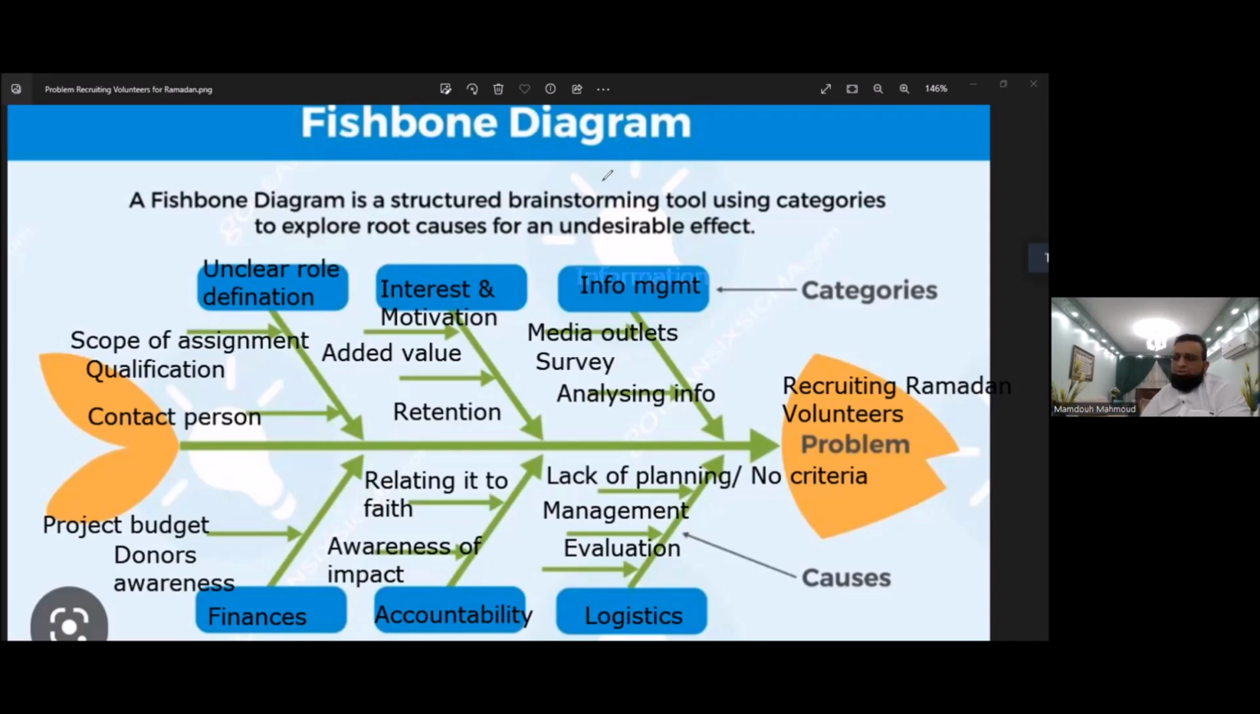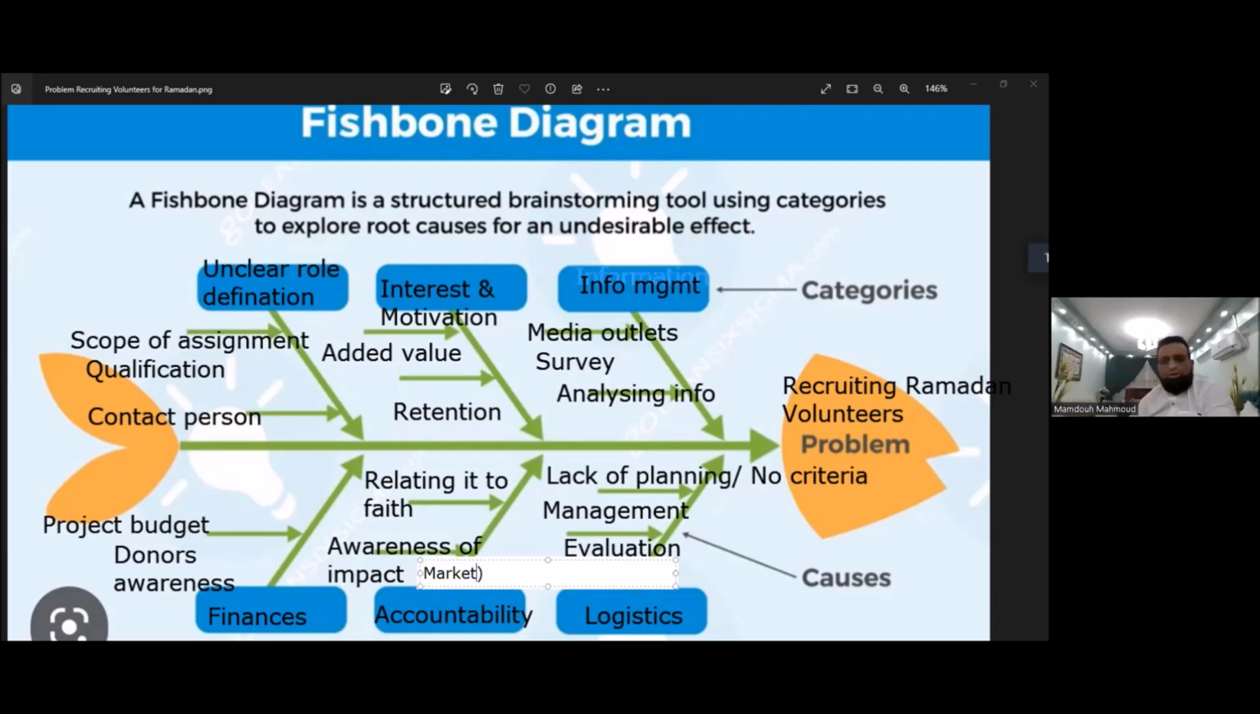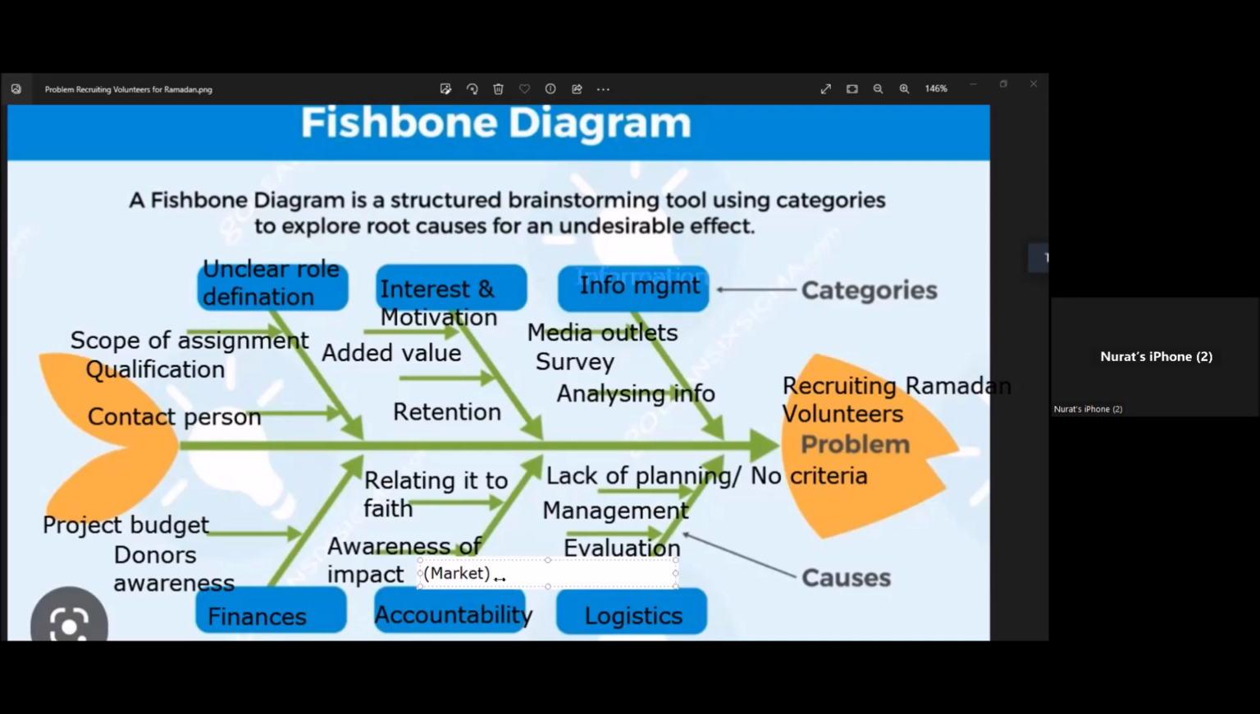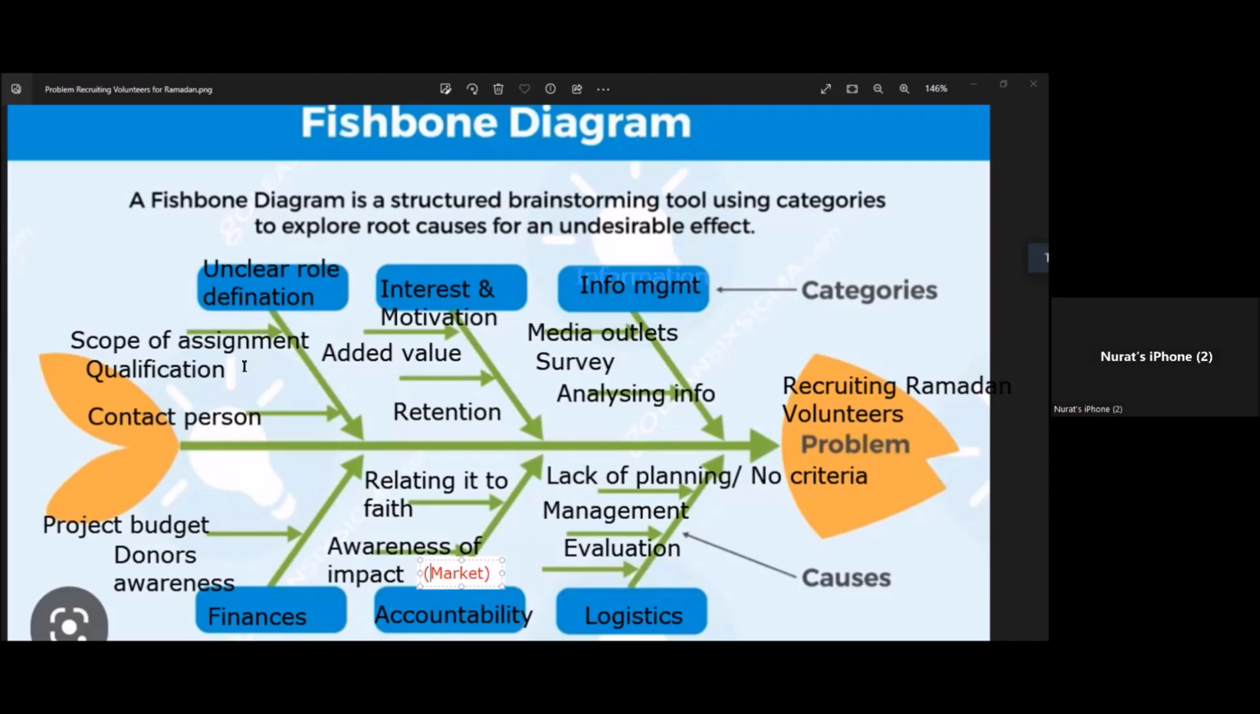Okay, Sister Nurat, can you tell me about your three? The information management under media outlets would be government. Okay, good. So what, anything else? The survey would be the participants. Okay, good. The members. So that would be the market. Very good. Okay, Sister Abir.